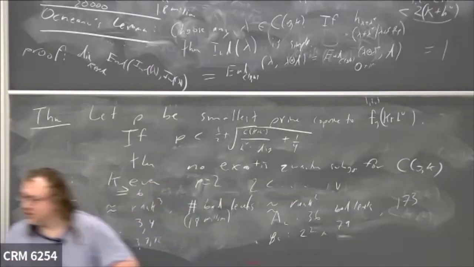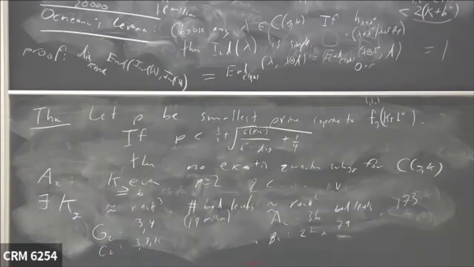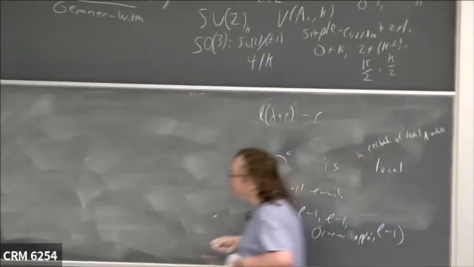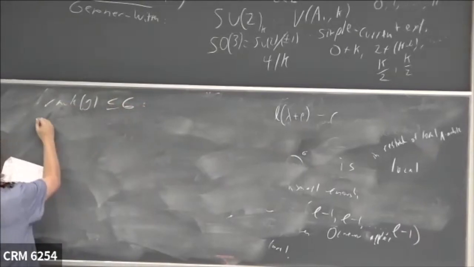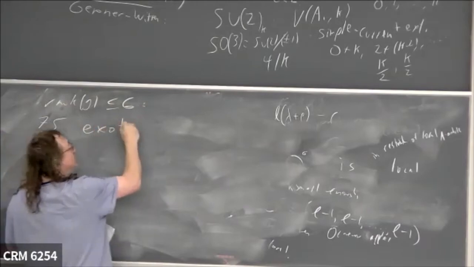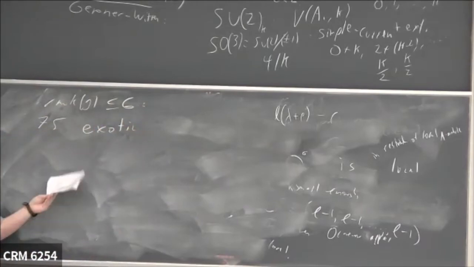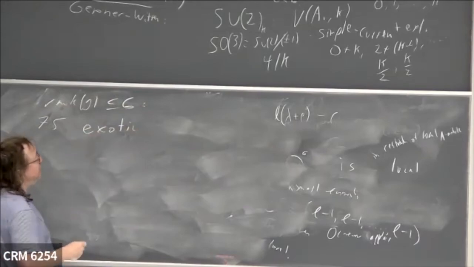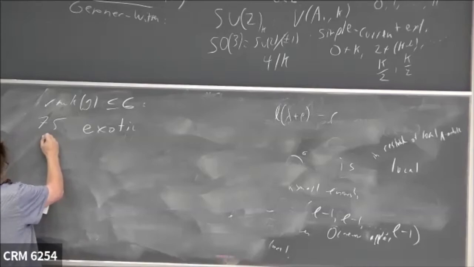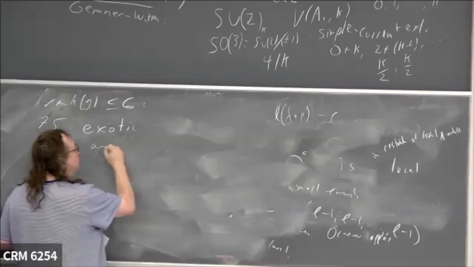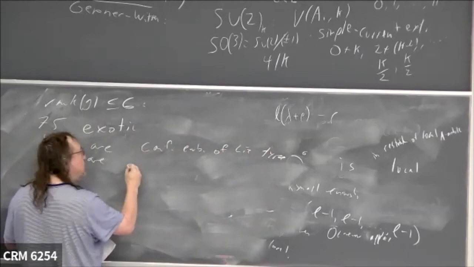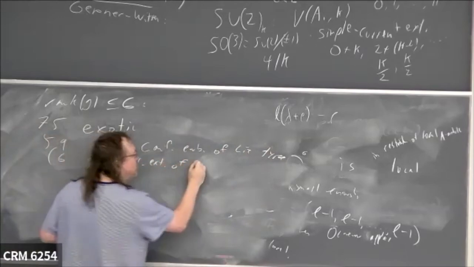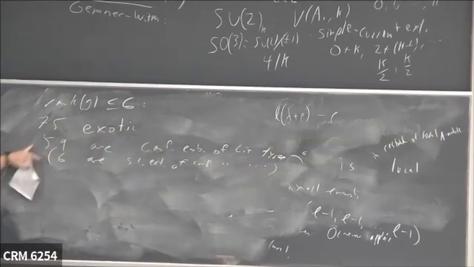So I'm running out of time, but can I quickly say the punchline? Very quickly. Just to tell you the answer, for all algebras of rank less than or equal to 6, there's a total of 75 exotics. Remember, exotic just means it doesn't contain a simple current extension. There's infinitely many simple current extensions. There's only 75 that don't involve simple current extensions. Almost all of these, 59, are conformal embeddings of Lie type. And a few more, 6 of them, are simple current extensions of conformal embeddings. So these should probably be added into this list.